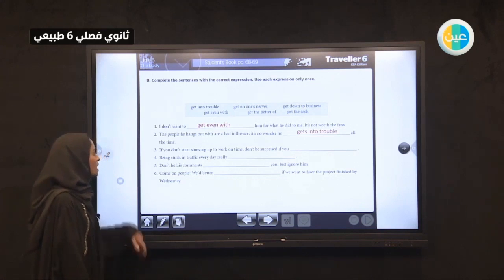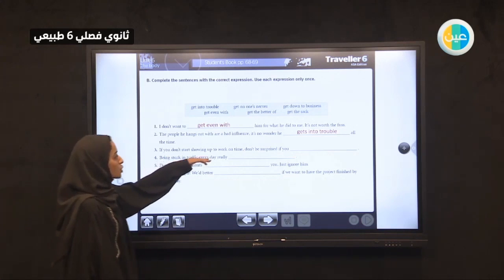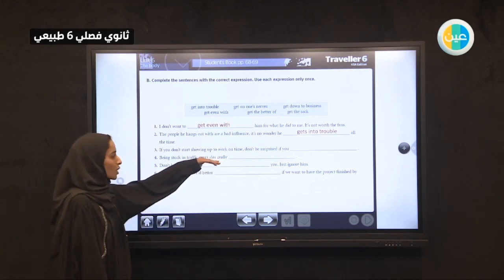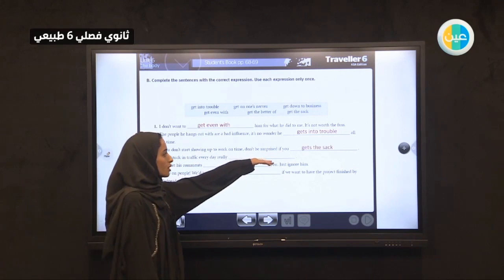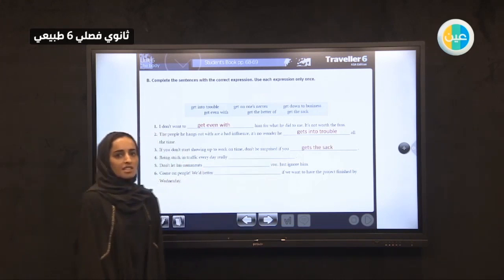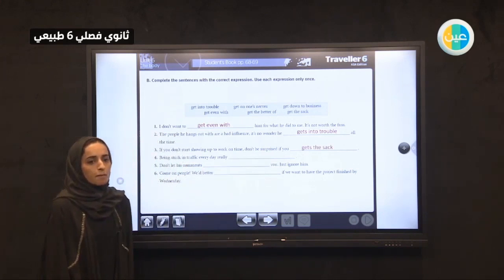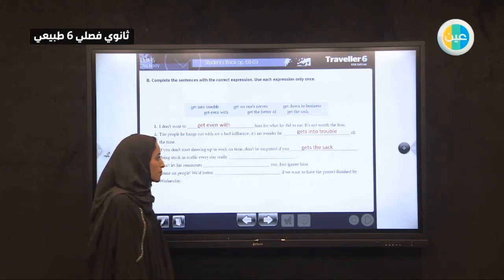Number 3, if you don't start showing up to work on time, they're going to fire you. Don't be surprised if you get the sack. What is getting the sack? You are going to be fired and you will lose your job.